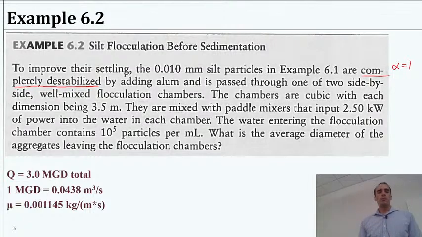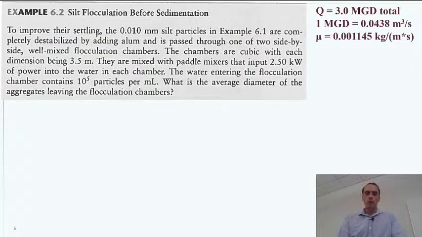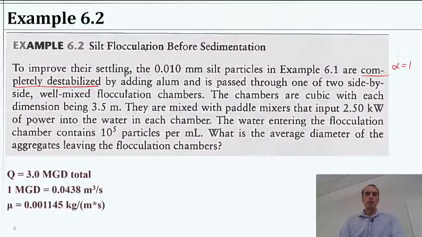Okay, and from the prior problem, we know that the total flow rate is 3 mgd, and we have that conversion, and we have the dynamic viscosity of water. So this is a pretty involved problem. I've got more space for us to work on it, and then a couple other thoughts.